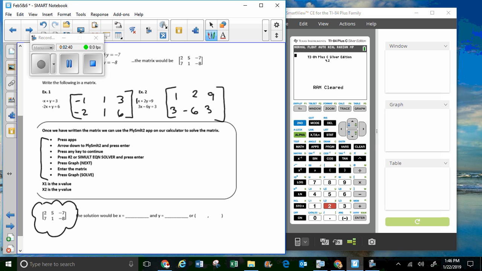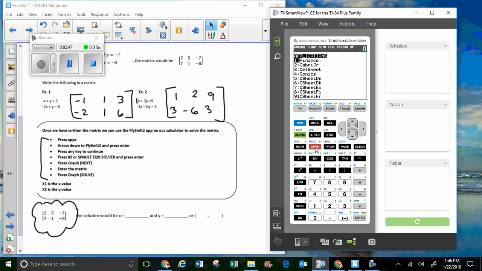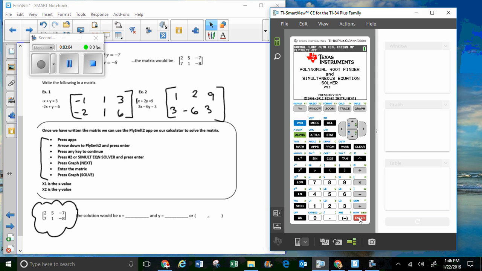From here, you press the apps button, which is right here next to math. And then you should go down to PolySmlt, which should be number 4. I have a lot more apps on this calculator, so it's going to take me a minute. But there we go. PolySmlt 2. Hit enter. And then you can press any key to continue. And then you want to go to number 2, simultaneous equation solver. So you can hit the number 2 or you can arrow down and press enter.